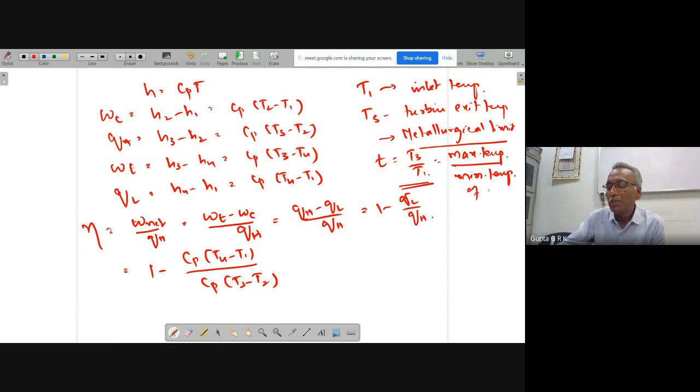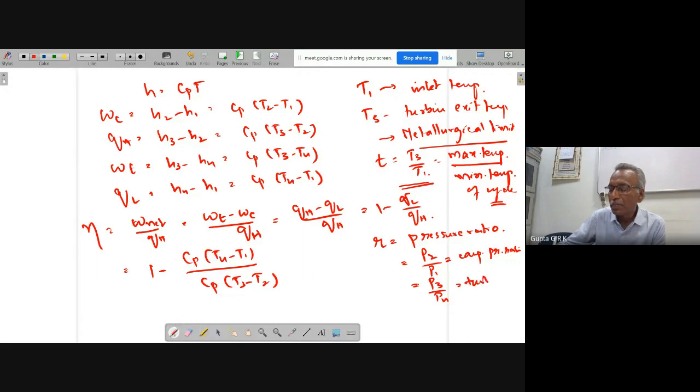Minimum temperature of the cycle. And the other one is the pressure ratio. So we will introduce R, the pressure ratio, because it is working with two pressures: one is maximum pressure and another is minimum pressure. So P2 by P1 is the compressor pressure ratio, and this is also equal to P3 by P4, which is the turbine pressure ratio.